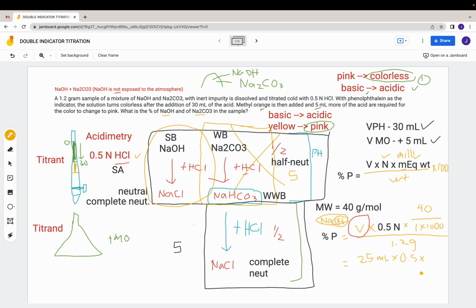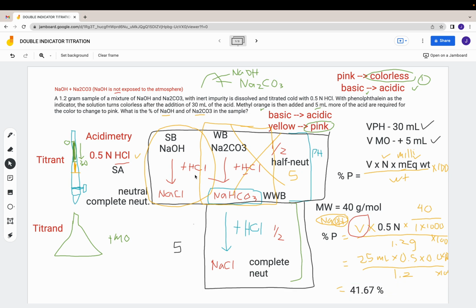So let's just ignore the units for now because we don't really have the space. So this is 0.040 divided by 1.2 grams. By the way, you have to multiply this by 100 because it's in percent. Okay, so times 100. I forgot to tell you. So now you will be getting an answer of 25 times 0.5 times 0.040 divided by 1.2 times 100, giving you 41.67%. Okay, so that is for your NaOH.